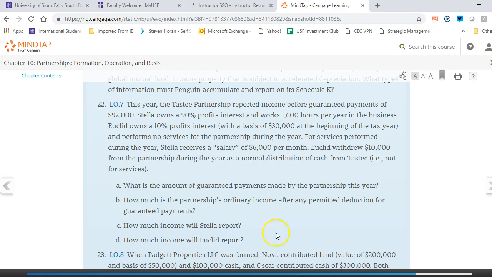The $10,000 payment to Euclid, let's go back and talk about that. Euclid withdrew $10,000 from the partnership as a normal distribution of cash, not for services. That's probably one of the key things there. It did not exceed the basis. The basis was $30,000, so $10,000 was taken out. That's not a taxable event. It's not deductible by the partnership. It's not taxable to Euclid. So this is some really key stuff for question 22 that partnerships deal with regularly. So that's a good problem. Just make sure you have a good handle on it. Thankfully, it's really straightforward.